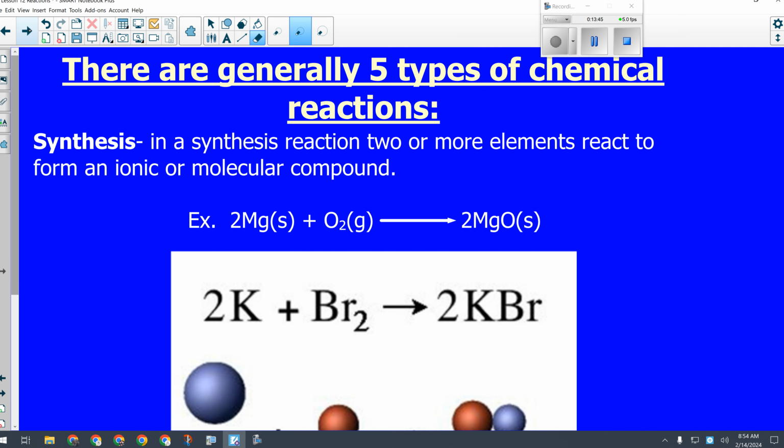So the first kind of reaction we're going to talk about is the simplest one. When Dalton was describing what happens in a chemical reaction, the first thing he said was atoms can be joined. A synthesis reaction is the joining of 2 or more atoms to form a compound. So in a synthesis reaction, 2 or more elements react to form either an ionic or a molecular compound. A very simple example could be this reaction here, where we have magnesium reacting with oxygen, and it's producing magnesium oxide.